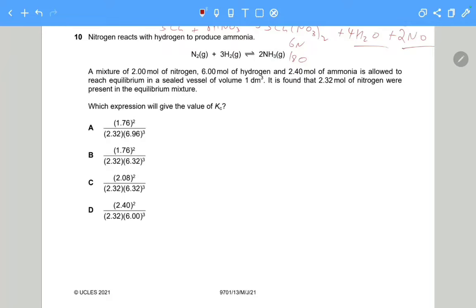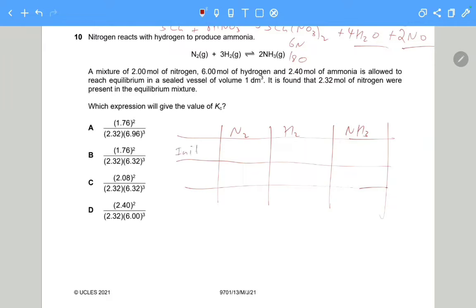So, in order to calculate Kc, we need to get this data in a more organized way, because they've given us all these numbers and we need to organize them in a table to make our life easier so that we can understand what exactly is happening here. So we have N2, we have H2, and we have NH3. These are the species present in the reaction mixture.